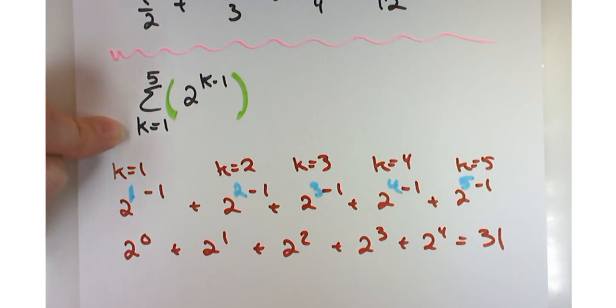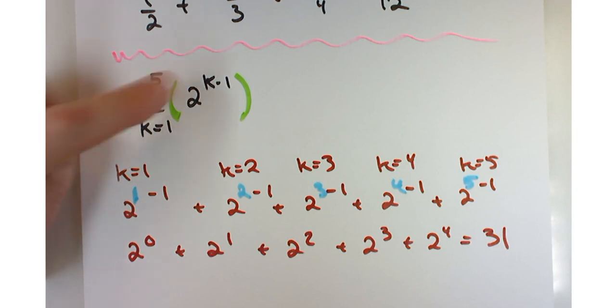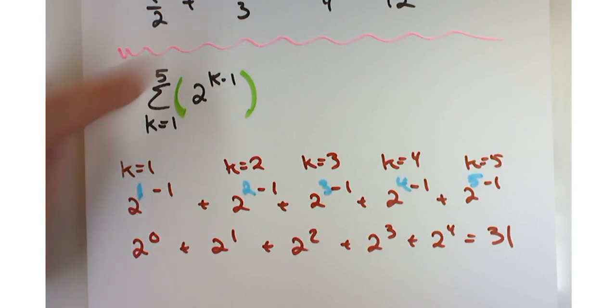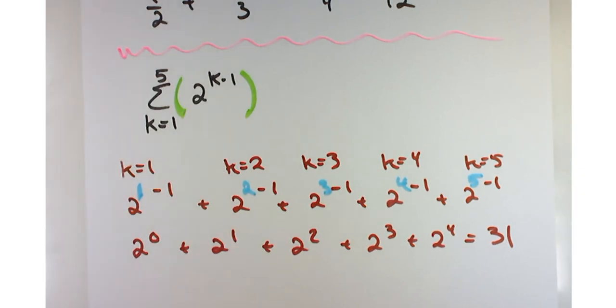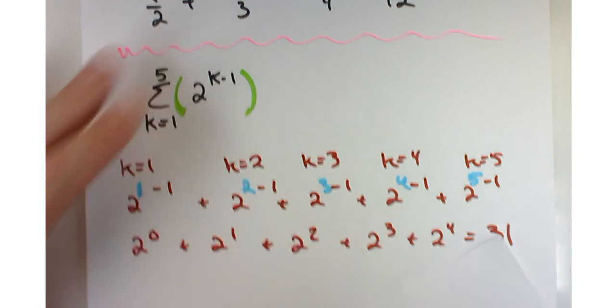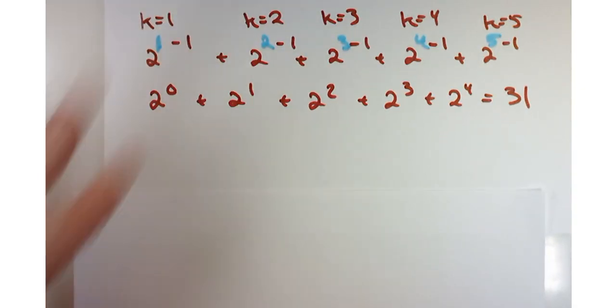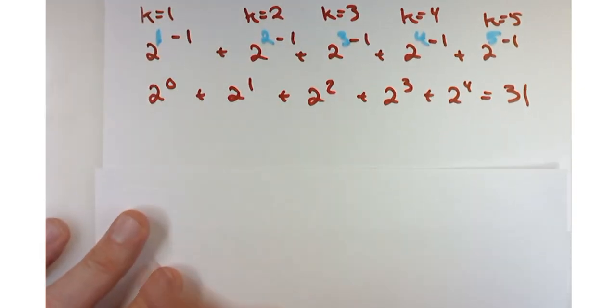You don't have to use the variable k. The variable you choose here can be anything. Typically speaking, we use i, j, and k as the indexes for these kinds of problems, but you can use literally any letter that you want. Okay, let's try one last one.